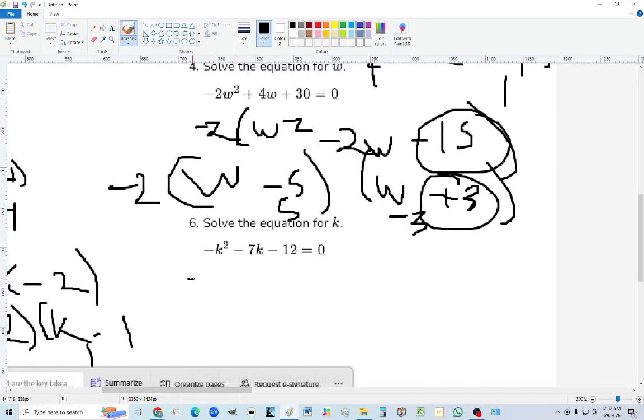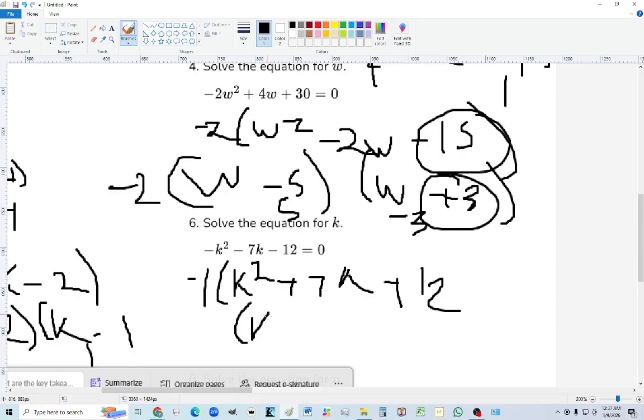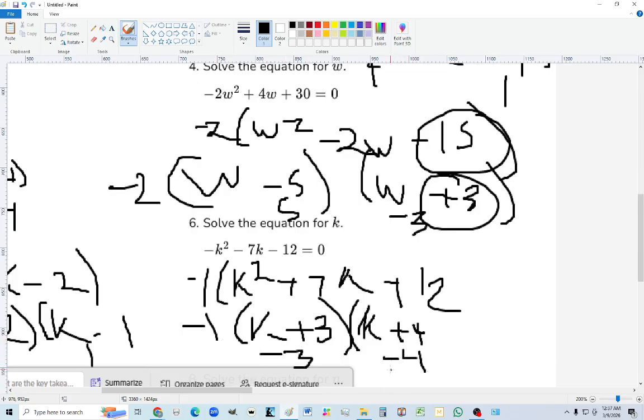Over here, we factor out minus 1. We're left with k squared, all the symbols change as a result, plus 7k plus 12. So in this case, we're looking at k plus 3 and k plus 4 with a minus 1 in front, in case the teacher asks you for the equation. But the solution is still minus 3 and minus 4, the opposite of the factors.